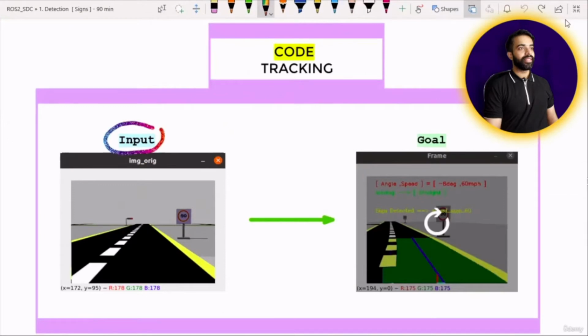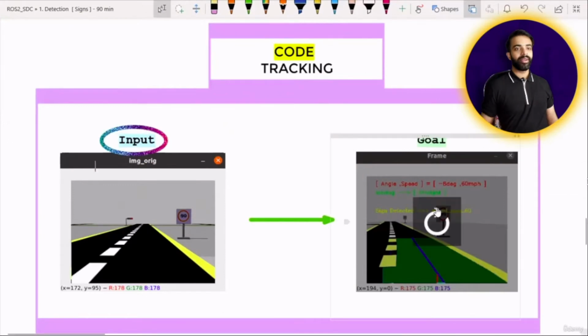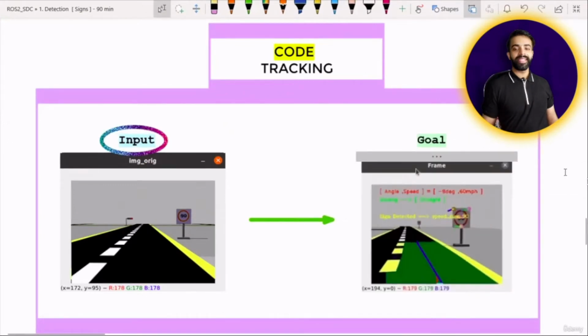Once we have detected a particular sign, this will become the input to our tracking stage. And then we'll try to keep track of the location of that particular sign, preserving its identity in the process.